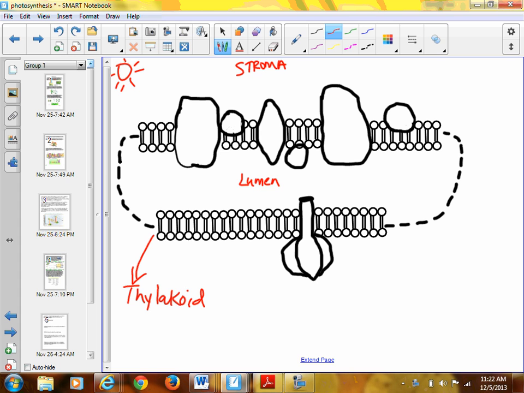So we're going to outline the light-dependent reactions, or how this all happens, the pathway in photosynthesis. So this is photosystem 2, sorry. And here is photosystem 1. And here is our ATP synthase, or ATPase.